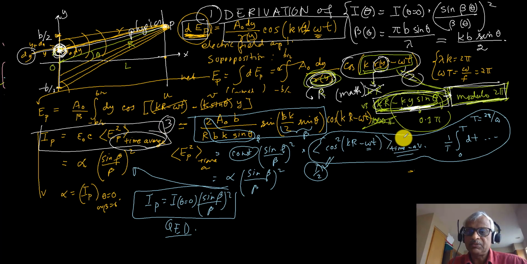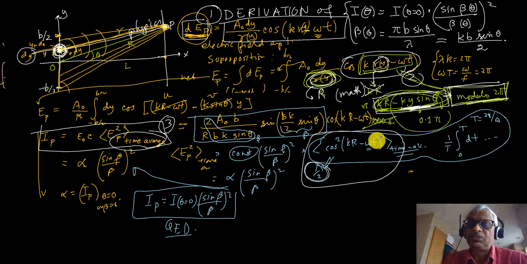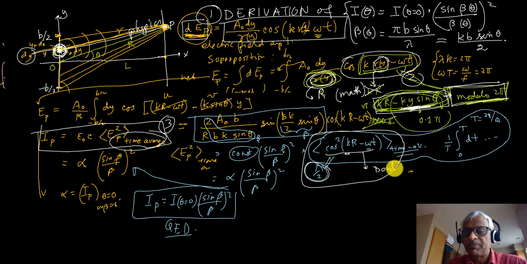And the fourth point is when you do this time average, how do I get half? That you have to kind of convince yourself. You can take this and do this out yourself. And one way to do this for yourself will be to expand that using the double angle formula. Okay, so this is point number 4.